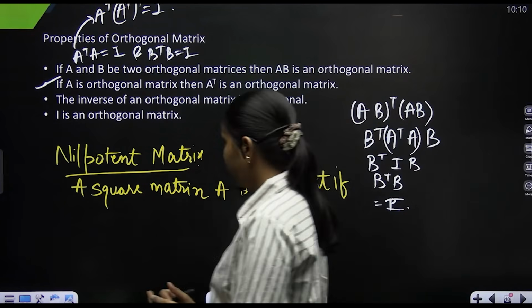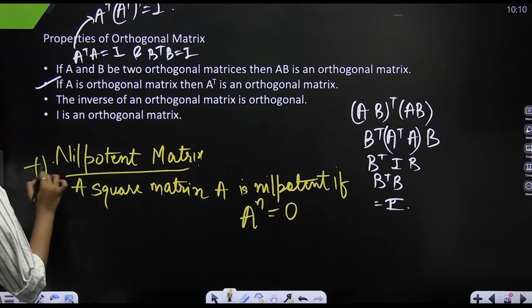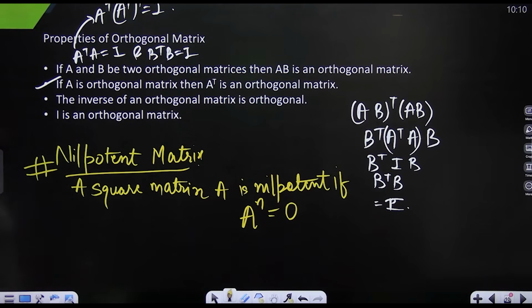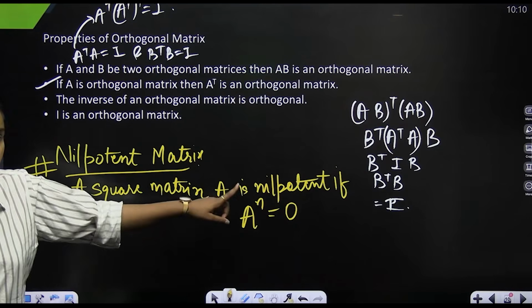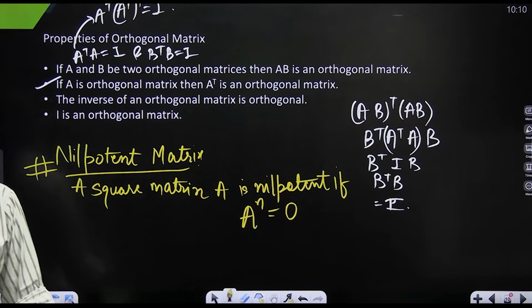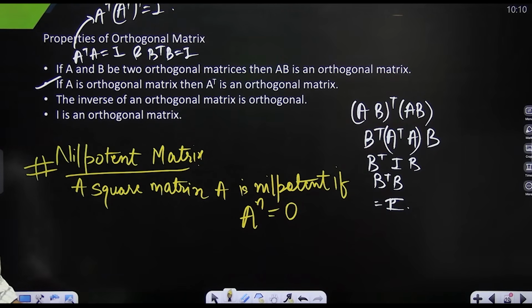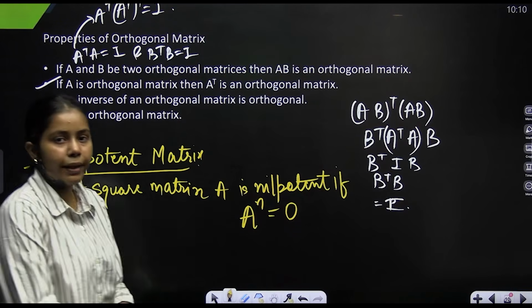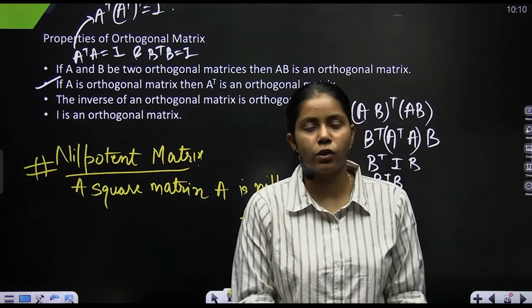So just remember that if in any question they mention a nilpotent matrix: if you get a matrix A such that A is not a null matrix but A to the power n is becoming a null matrix, then you would say that it is a nilpotent matrix. So these are all different types of matrices.